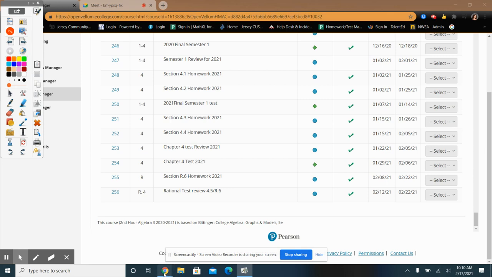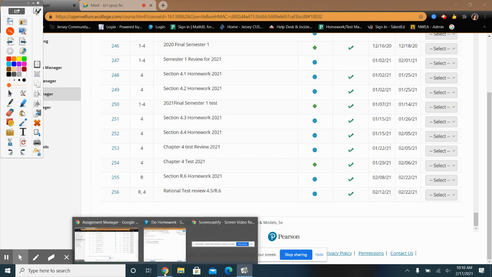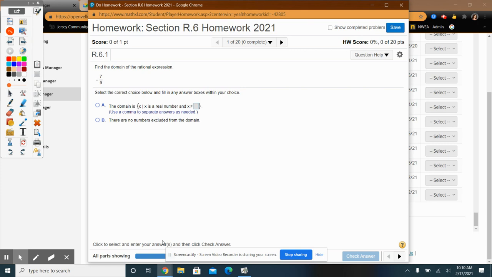Okay, we're going to look at section R6 here. And what R6 is going to do is put together a lot of what we've been talking about, but from a non-graphing perspective. So we're going to look at a lot of these rational or fraction-looking expressions, but we're not going to graph them. So we're going to spend a lot of time simplifying.